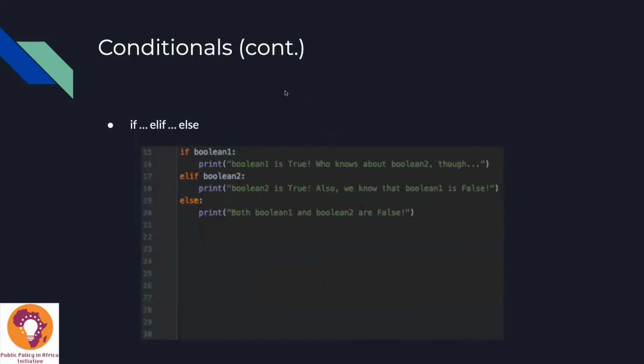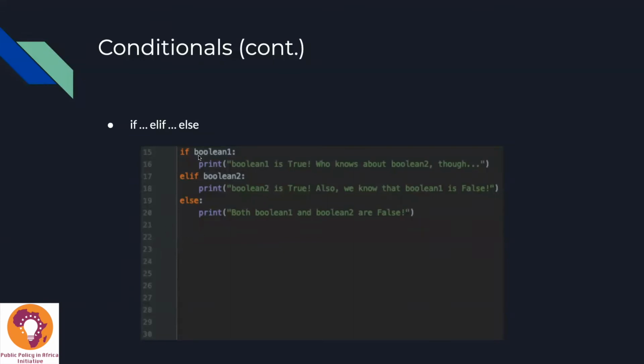So now we have another conditional construct that we can use. In this case, it's called an if-elif-else. We have our normal if, where we check whatever our Boolean expression might be. In this case, we say if Boolean 1. If Boolean 1 evaluates to true, then we print Boolean 1 is true. Who knows about Boolean 2 though? In this case, if Boolean 1 is true, then we just print what's on line 16, and we're going to skip to line 21.